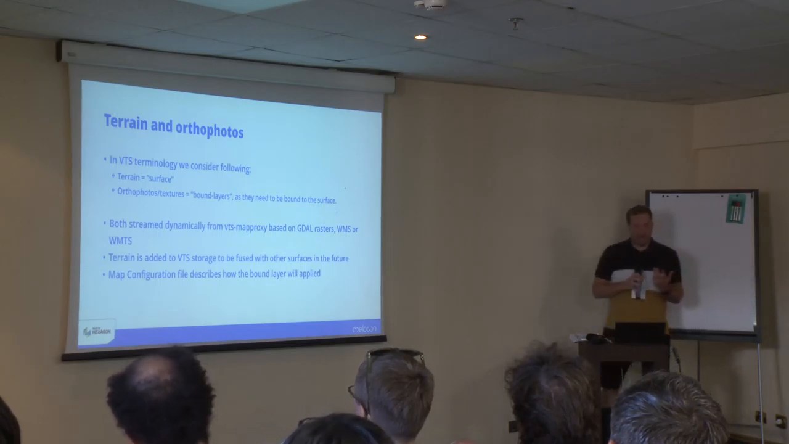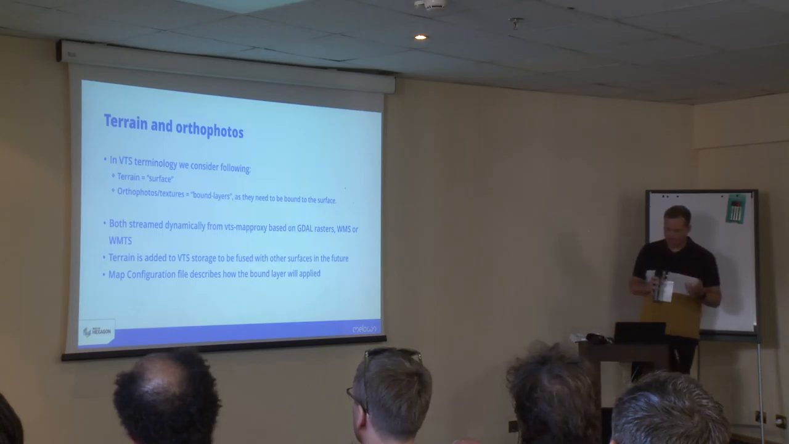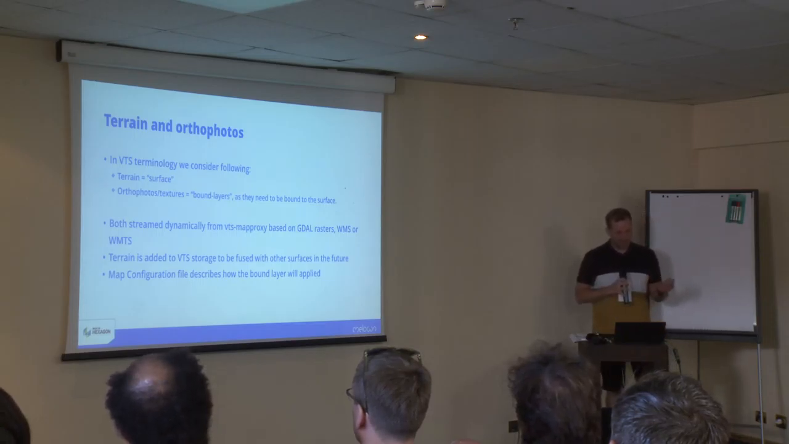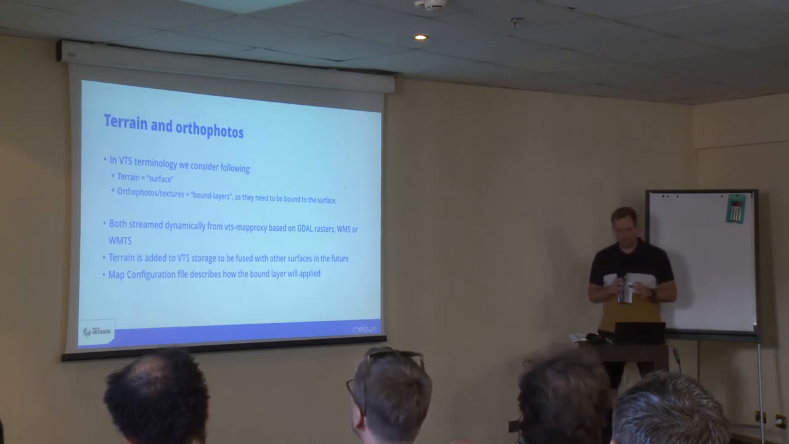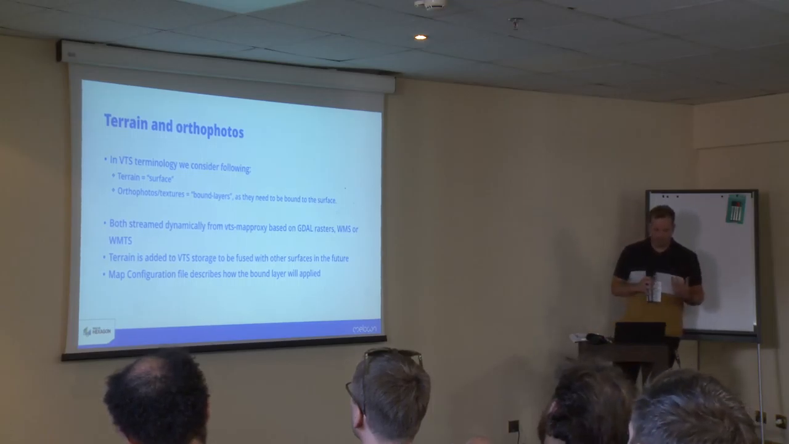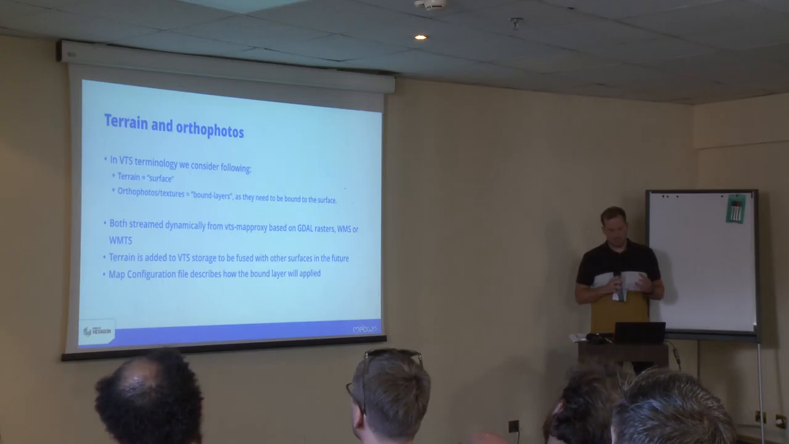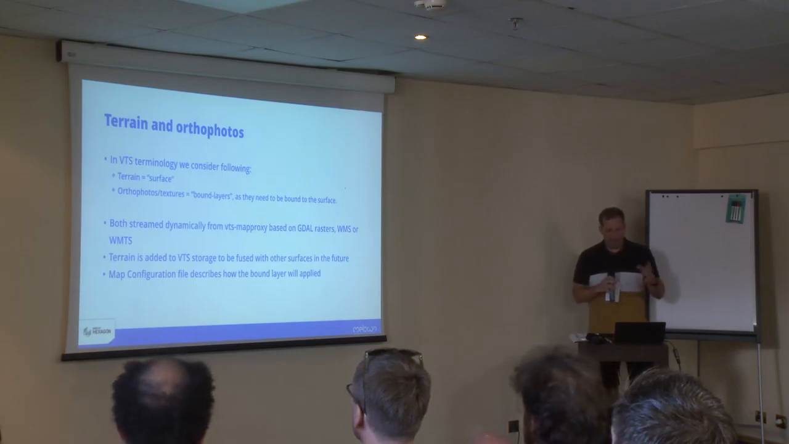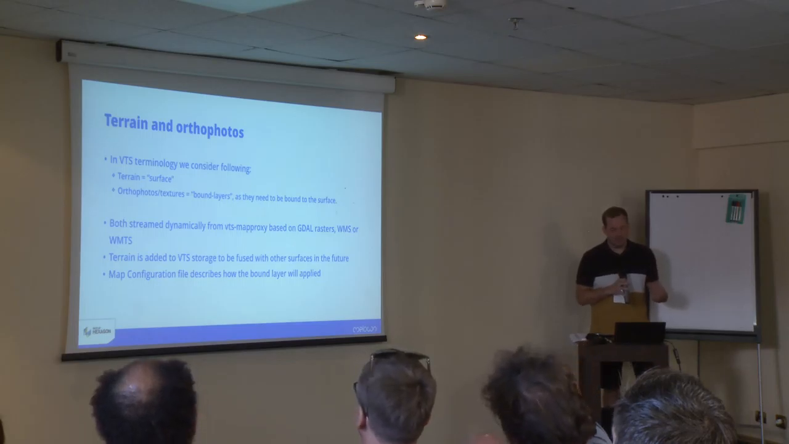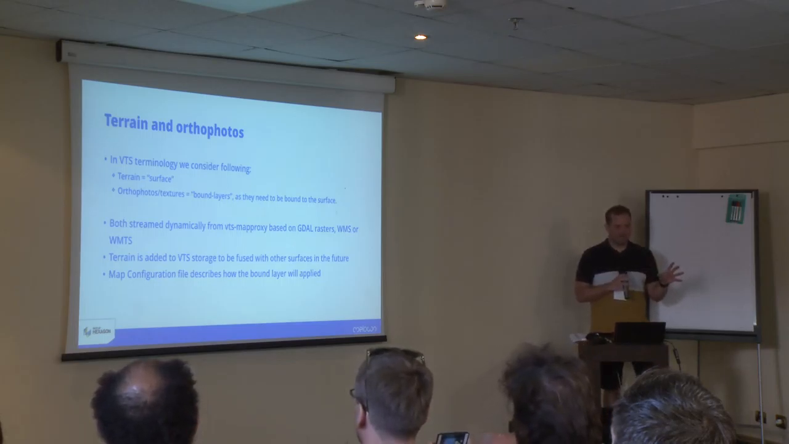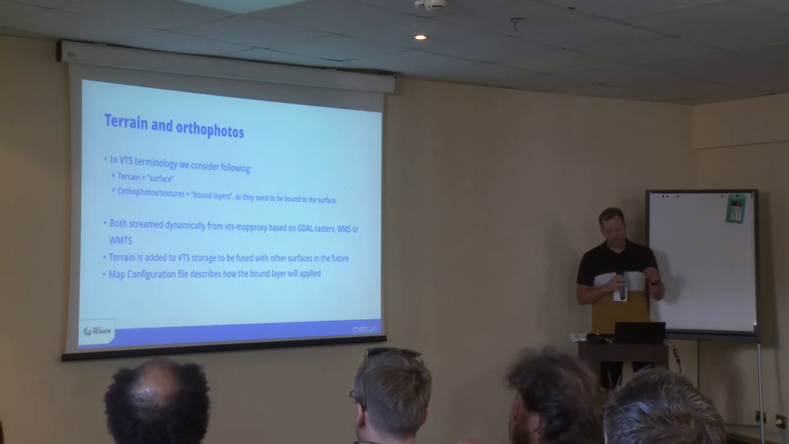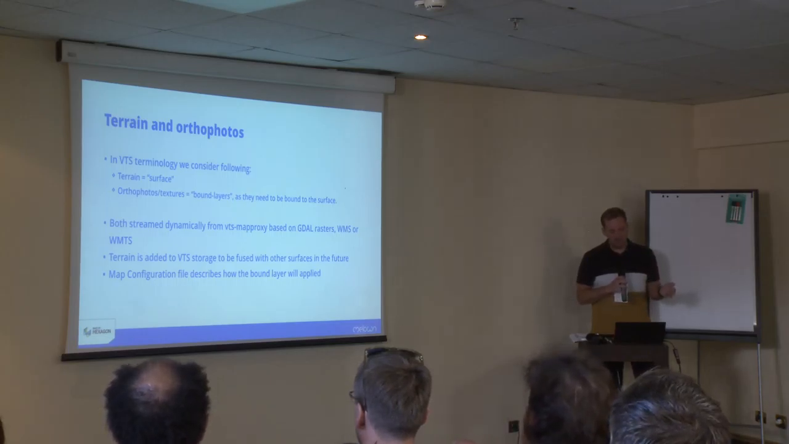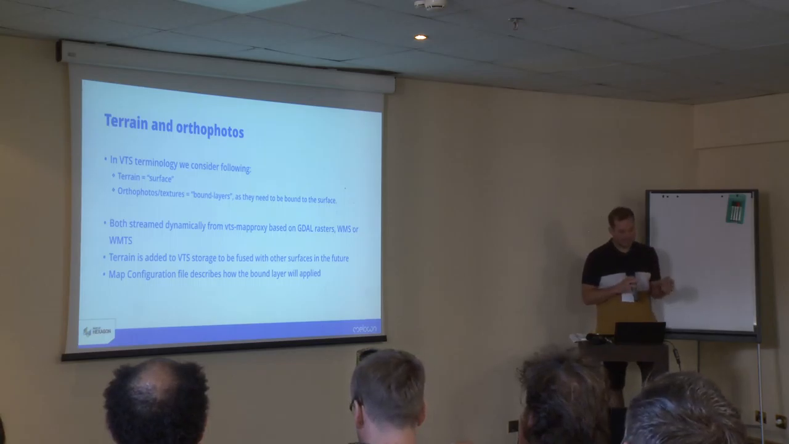Now, I will explain how those various data sets are interpreted in VTS Geospatial. In VTS, terrains are considered a surface. Terrain itself usually doesn't contain any visual information and should be displayed with at least one bound layer. Bound layers are simply orthophotos or textures. They need some surface to be displayed on. Both types here are dynamically streamed from the VTS map proxy server and are based on GDAL raster or WMS or WMTS services.